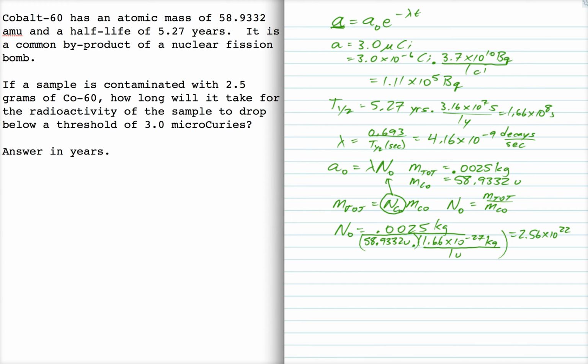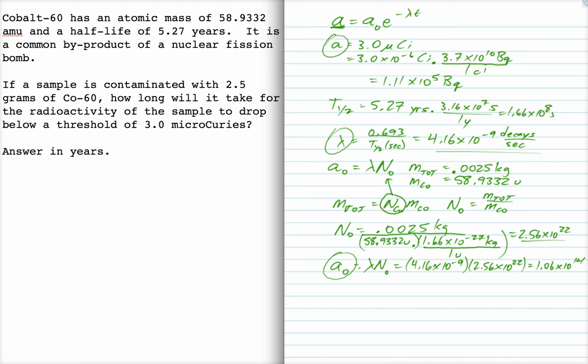Now, the initial activity is lambda times that initial number. So that's 4.16 times 10 to the minus 9 from up here. And then N is 2.56 times 10 to the 22nd. So that's 1.06 times 10 to the 14th. Okay, now I've got the initial activity, I've got the final activity, and I've got lambda.